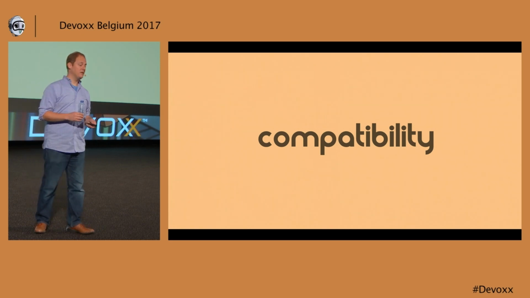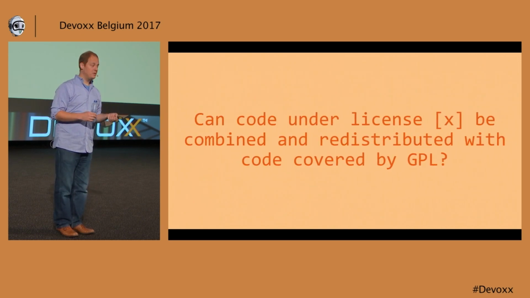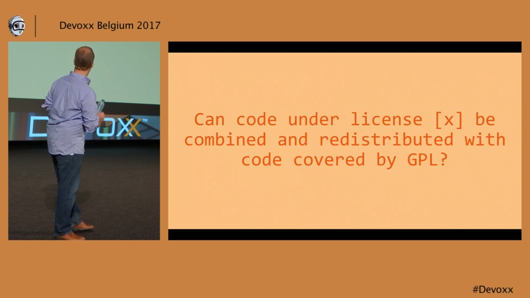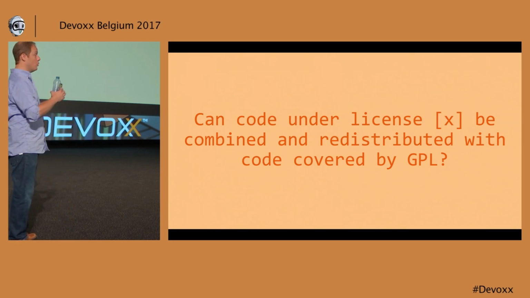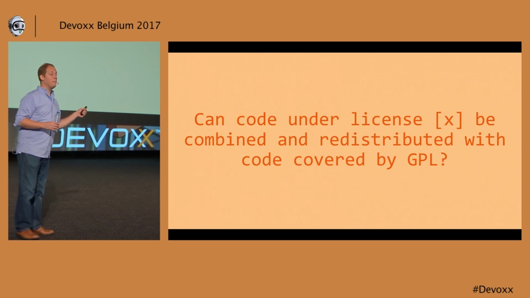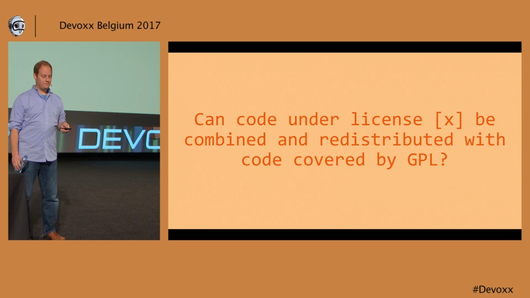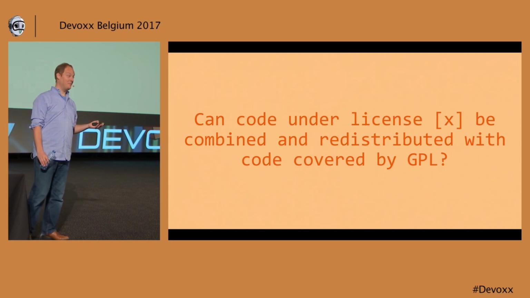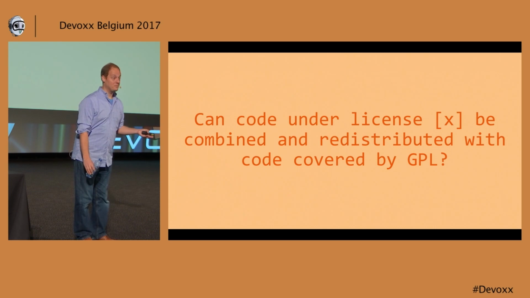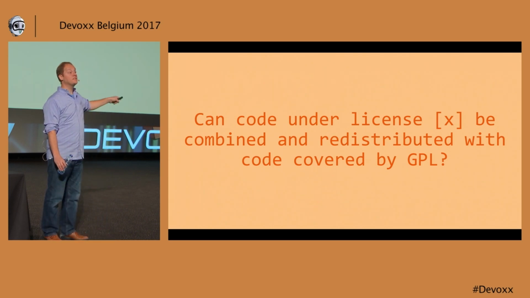Compatibility is another area that we have to think about when we think about whether we can use GPL. And when you hear people talk about GPL compatibility, we're trying to answer this question. Can code under license whatever be combined and redistributed with code covered by the GPL? The answer to that, lawyers say this all the time, it depends. And it depends on what the other license is, right? The question we're asking is, is this other license GPL compatible? Is license X compatible with GPL?